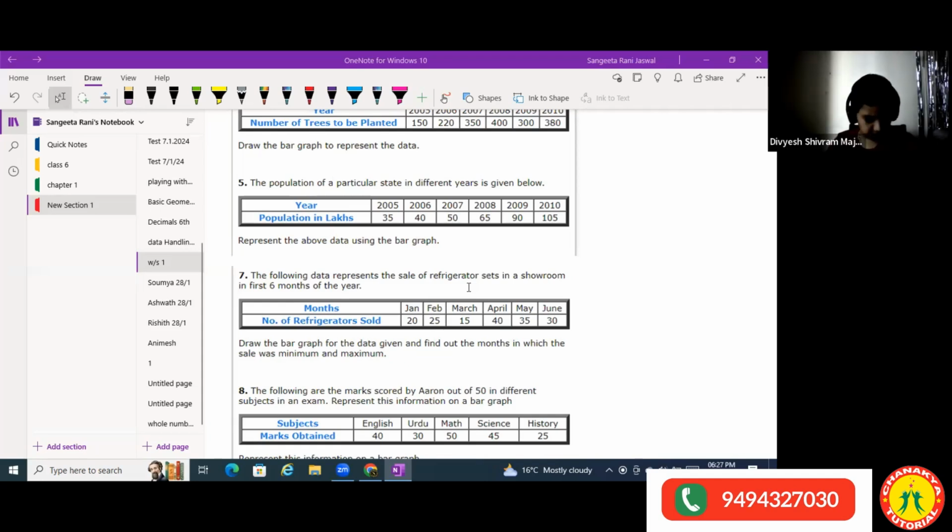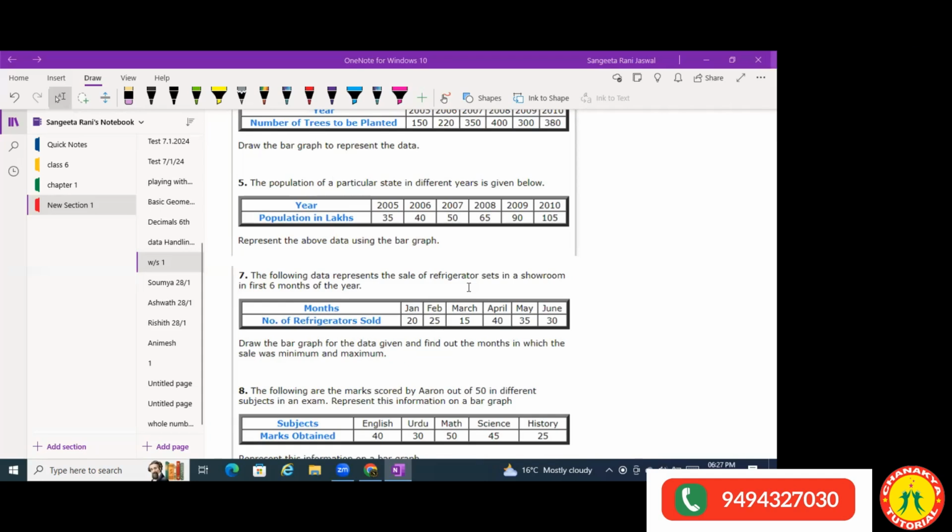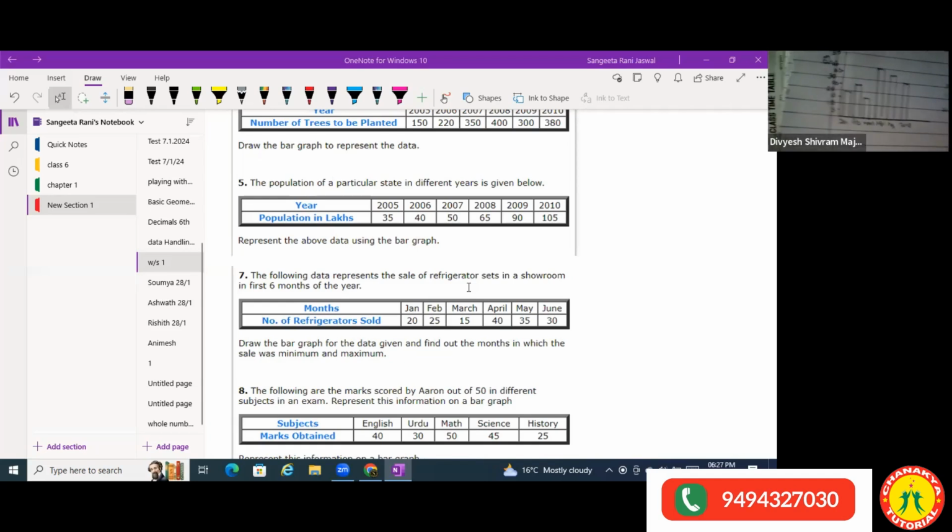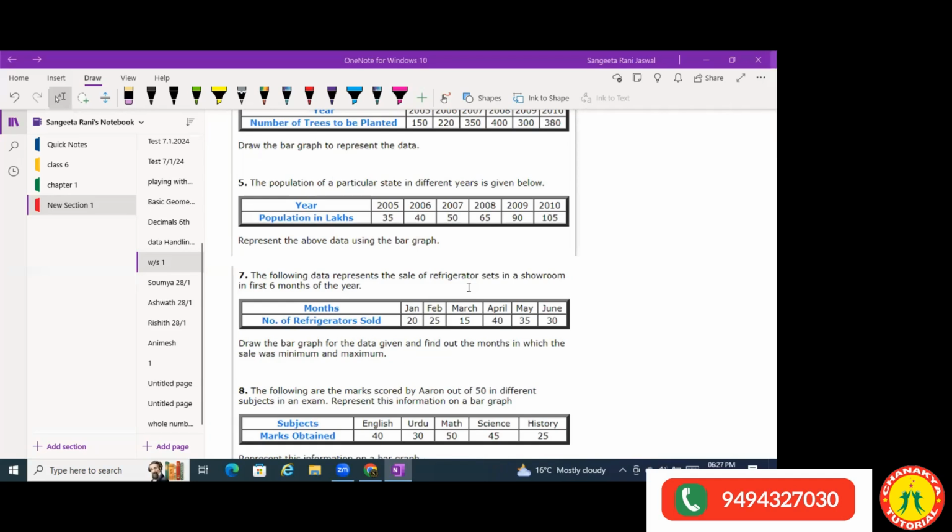And I'm done with the seventh one. Okay, very good. Just a second, let me check. What scale have you taken, Divesh? I took 10. 20, 25, 15, 40, 35, 30. Okay, 10. Divesh, that's correct.